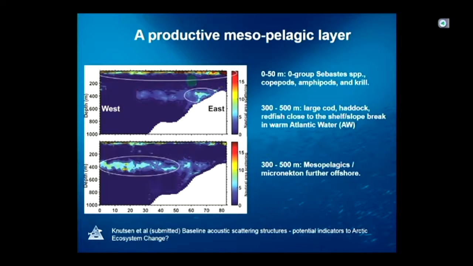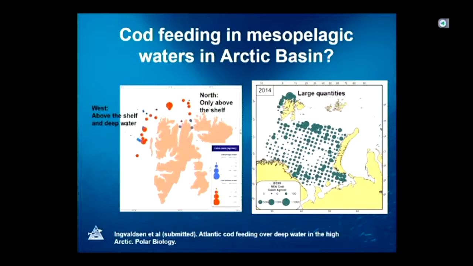And if you jump down to the next panel, looking offshore at 400 meters, you have the mesopelagic micronekton offshore. So this is the mesopelagic layer where we might find this commercial stock of cod or other pelagic fish, as Sebastes, that is feeding its way out in the Arctic, if there's food enough.